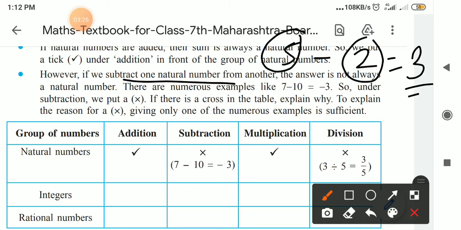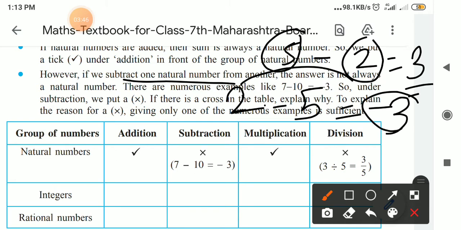But if I change the sequence, 2 minus 5, where 2 I took forward and 5 I took back, you will notice that minus 3 is the answer. The bigger number's sign is always given. We have studied this. So in this way its sign is negative, and as you know, minus 3 is not a natural number.